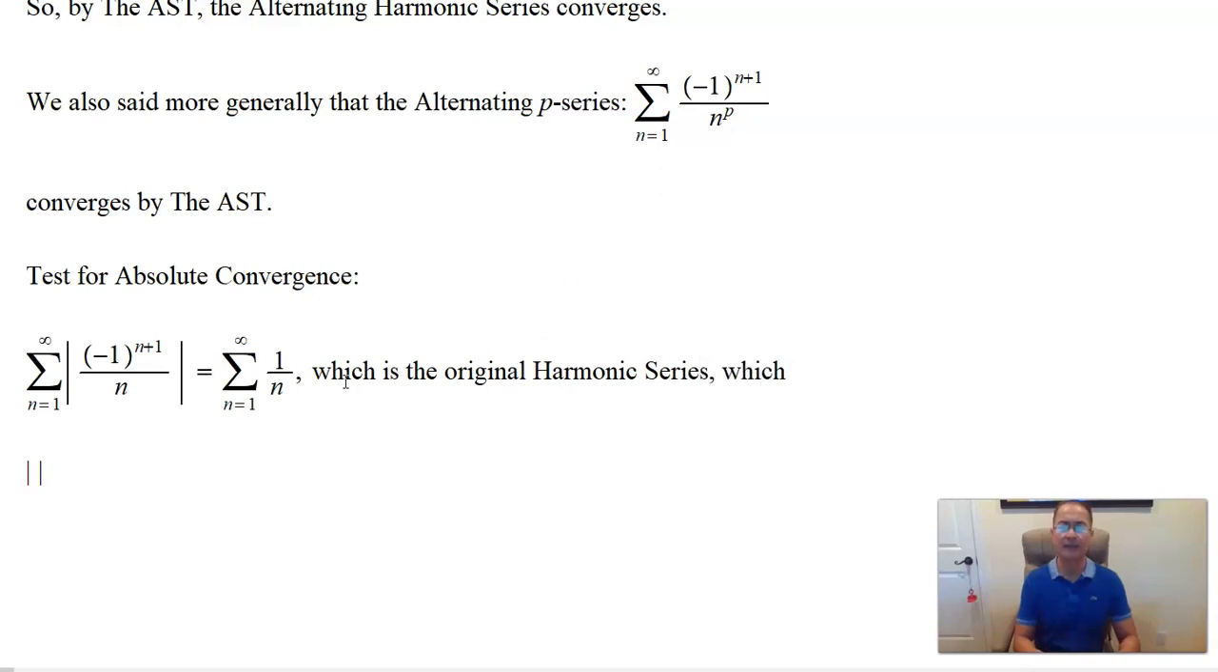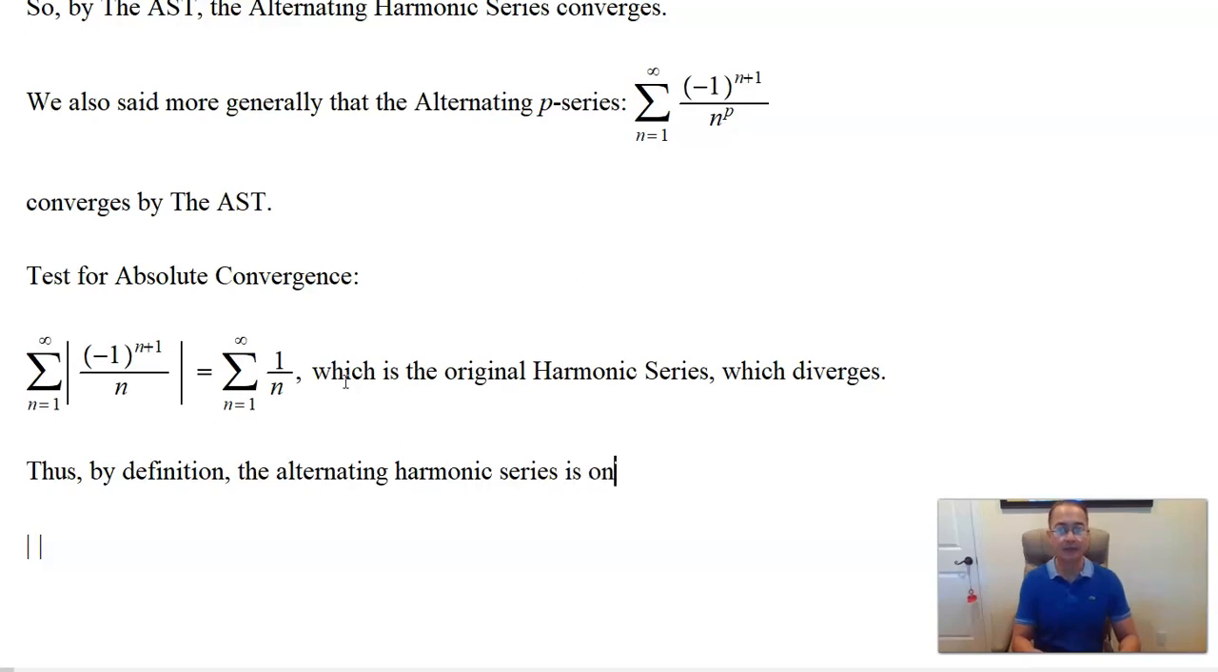But this is the original harmonic series. And of course, we know that it diverges, okay? So the original series converges, but the series with absolute values diverges. So therefore, we are not absolutely convergent in this case. We are only conditionally convergent, okay? So thus, by definition, the alternating harmonic series is only conditionally convergent.